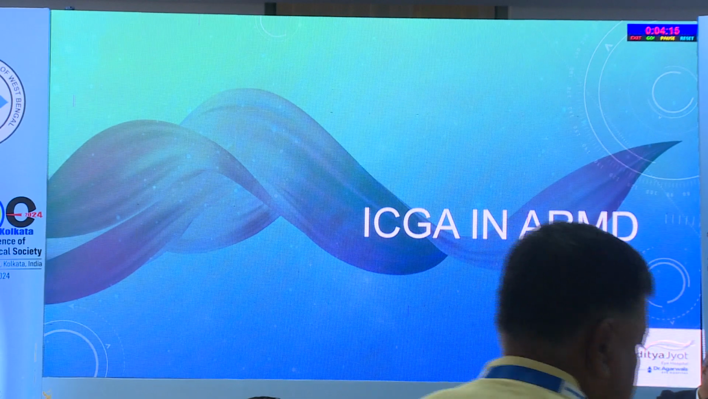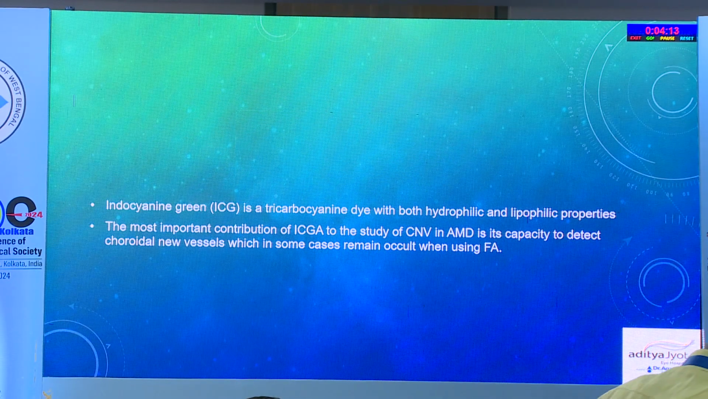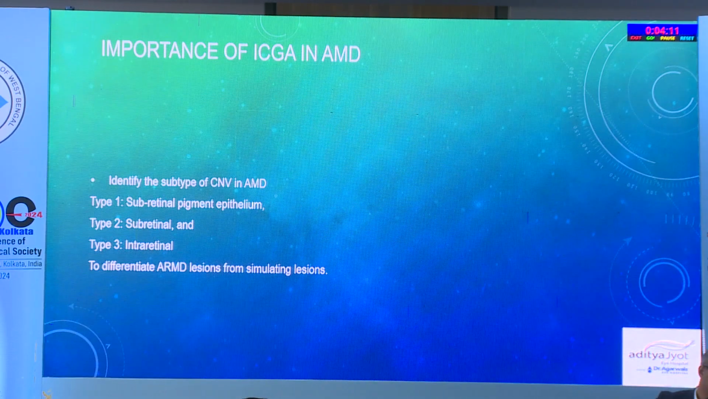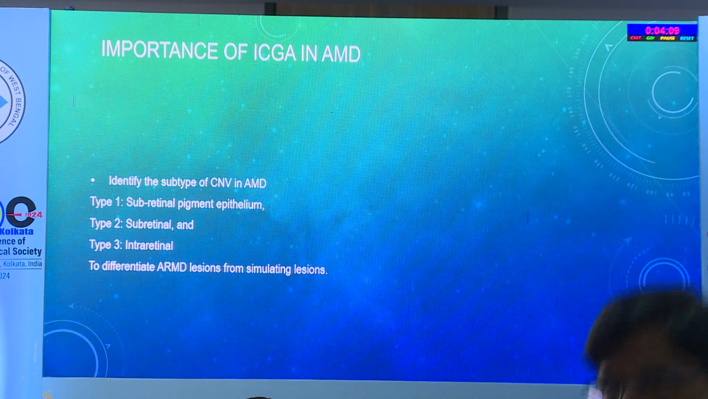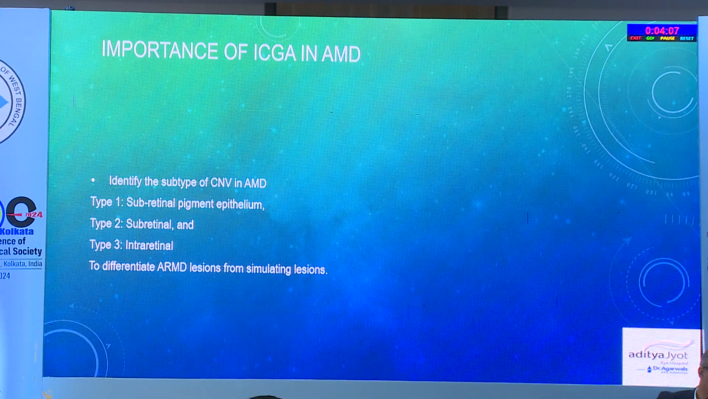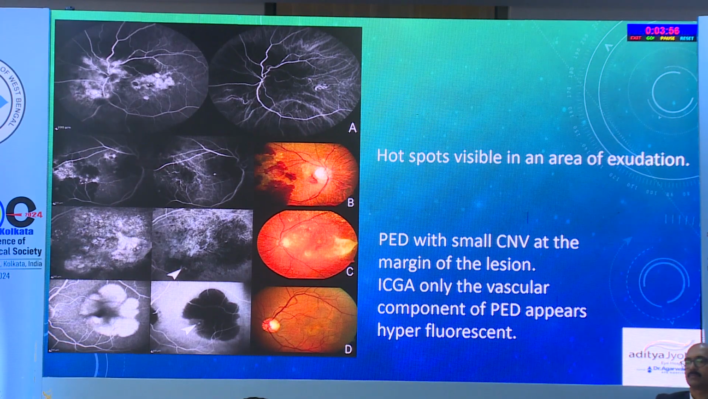And ICG angiography in ARMD, we know what it is. The importance of ICGA is to identify the subtype of CNVM in AMD, type 1, type 2, type 3, and to differentiate ARMD lesions from simulating lesions. That's where the expert's opinion comes in, apart from all this imaging. Hotspots visible in an area of exudation, PED with small CNV at the margin of the lesion.